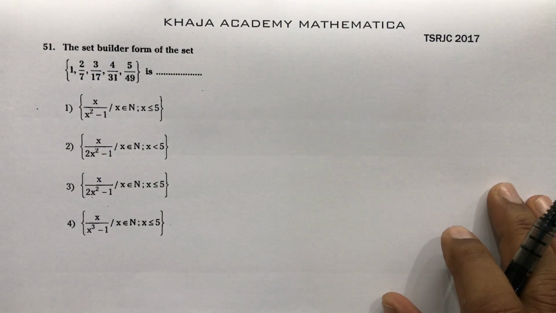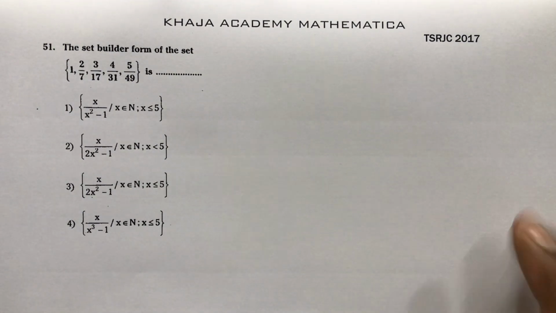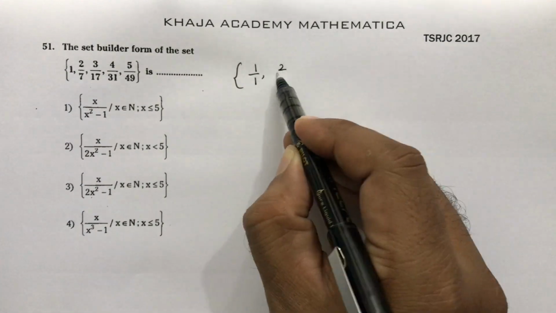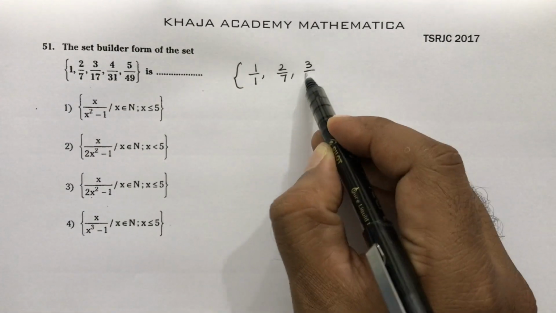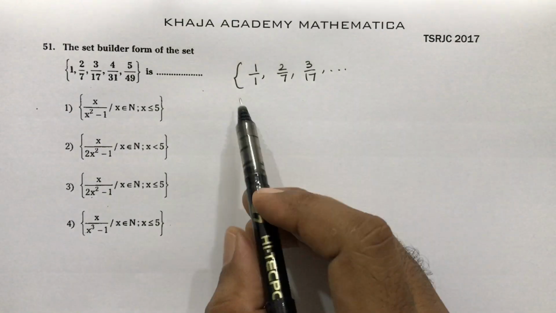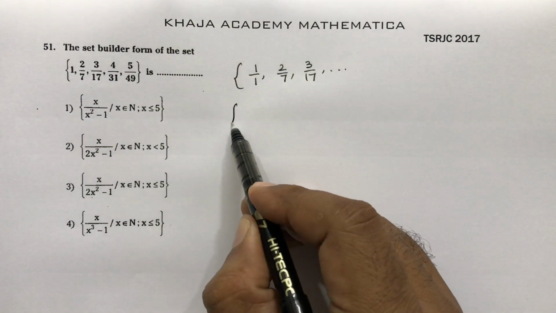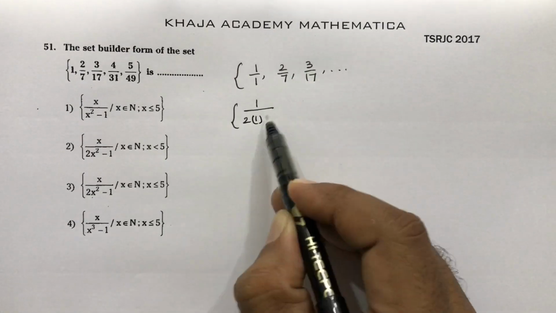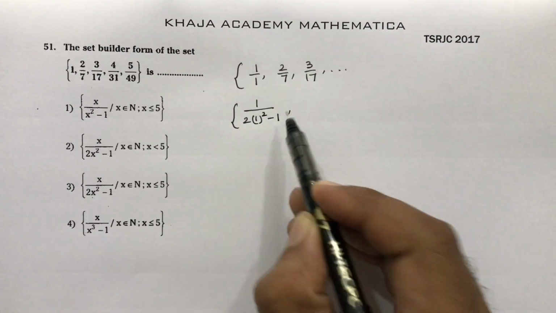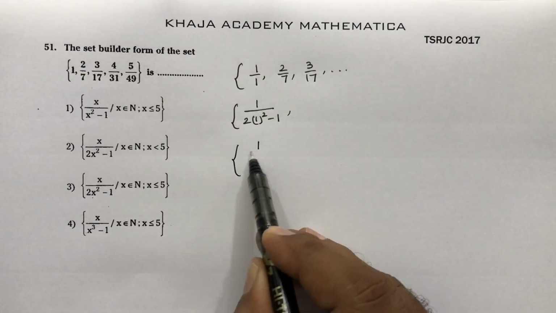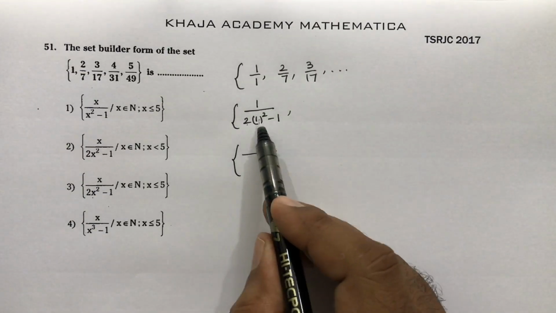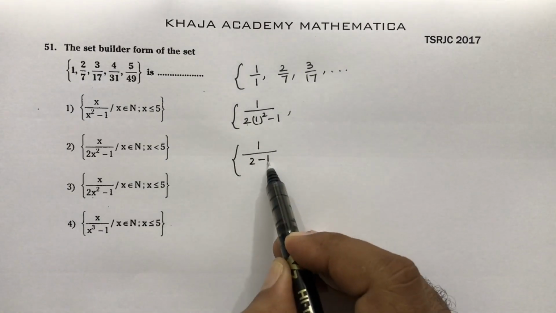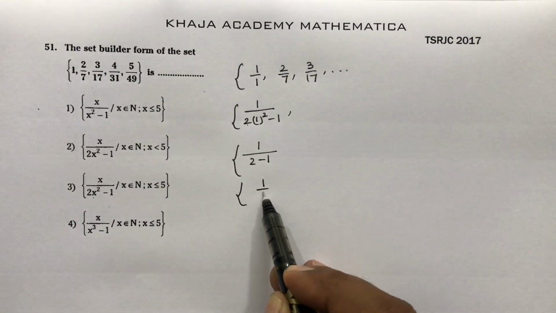The set builder form of the set 1/1, 2/7, 3/17. If you observe carefully, the first one is 1 by 2 into 1 square minus 1. Check the first value. 1 by 2 into 1 square is 1. So 2 into 1 is 2, minus 1, so that is 1/1.